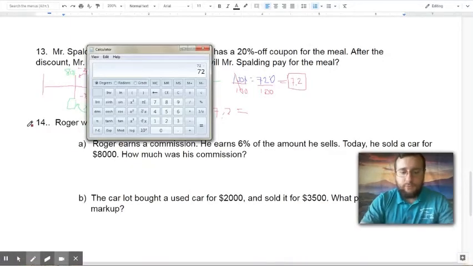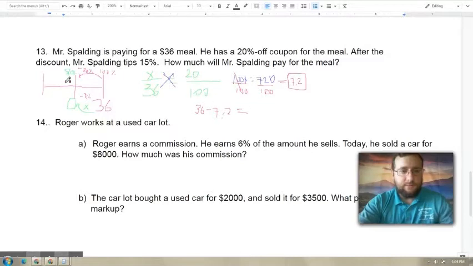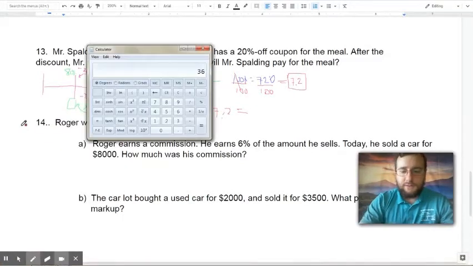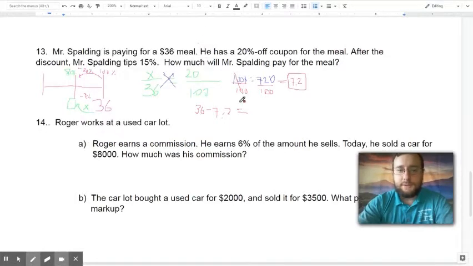72 minus 7.2 should be 68.50. Oh, not 72, 36. I was like, what am I doing? 36 minus 7.2 is 28.8. So you're going to pay 28.8 after the discount.